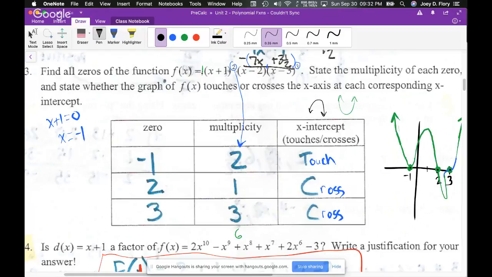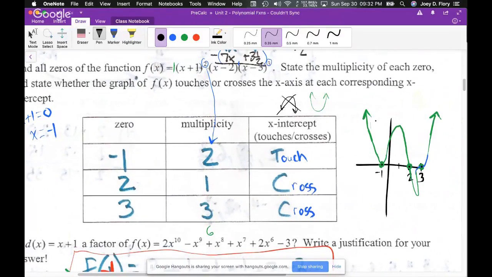Leading coefficient is 1. 1 is positive, so we know it's going to be opening up instead of opening down. All right, so I would go ahead and sketch in my end behavior like so, so I know where it's coming from and where it's going overall. All right, and then using our multiplicities, it's going to come down. It's going to make this parabolic shape at -1 because it has a multiplicity of 2.